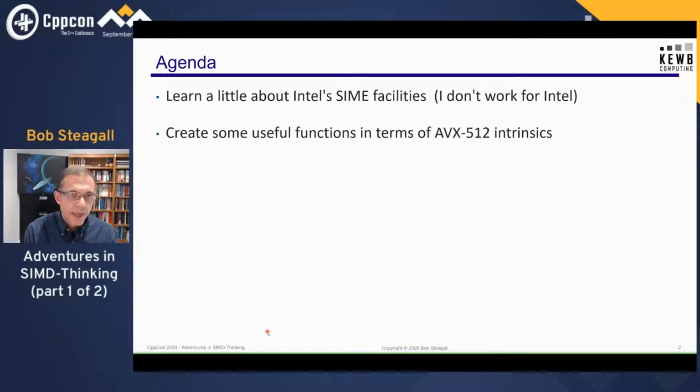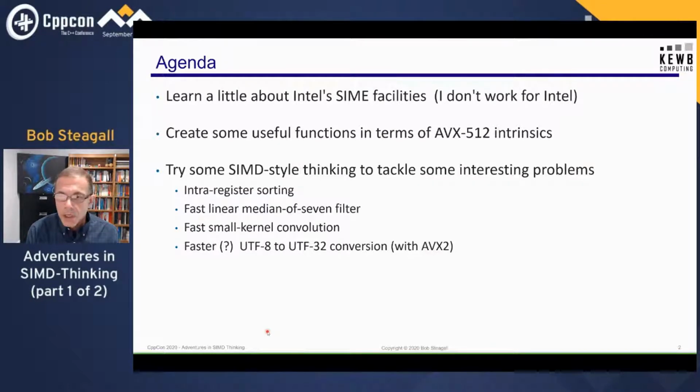We'll create some handful of useful functions in terms of the AVX 512 intrinsics, which are particularly interesting because they are 512 bit integers, which hold 64 bytes, and 16 floats or 16 32-bit ints, which is an interesting quantity. And then we'll try some SIMD style thinking to tackle some problems that I think are interesting. And we'll try to get through 4 of them here.